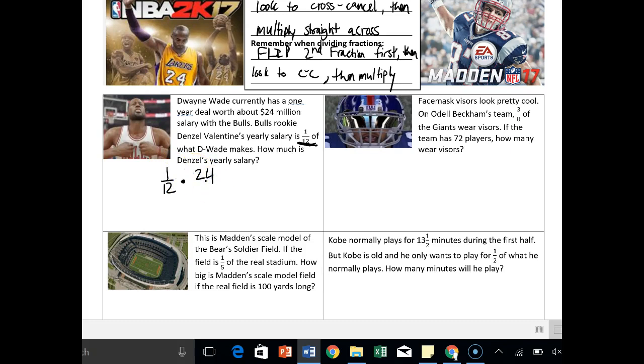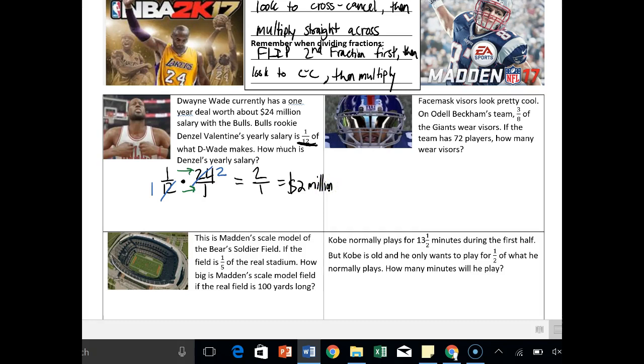Now to make 24 a fraction, we put it over 1. To make a whole number a fraction, we simply put it over 1. So we can look to cross cancel here. 24 and 12 can both be divided by 12. 12 divided by 12 is 1. 24 divided by 12 is 2. Multiply straight across. 1 times 2 is 2. 1 times 1 is 1. 2 over 1. That means he's making $2 million a year. All right. Not shabby, but definitely not $24 million.